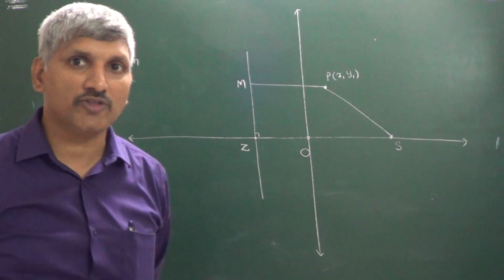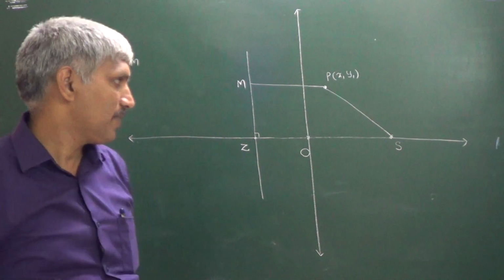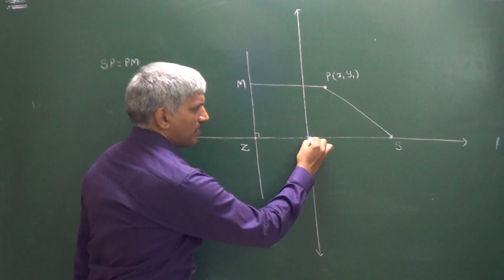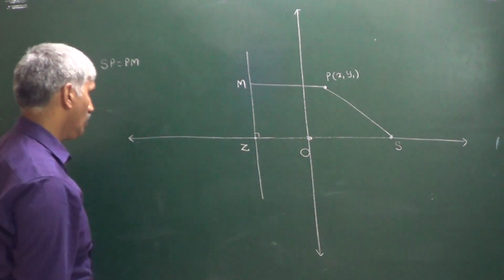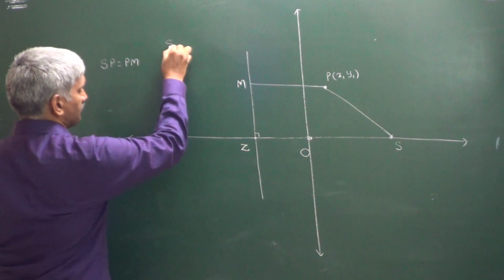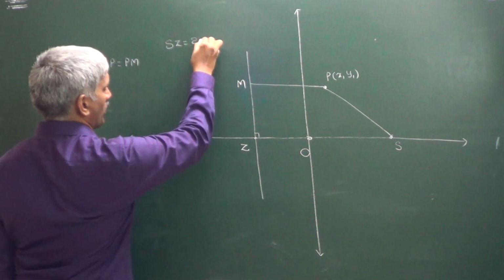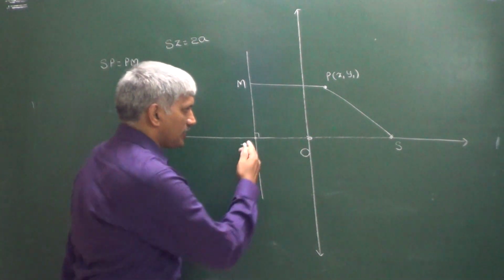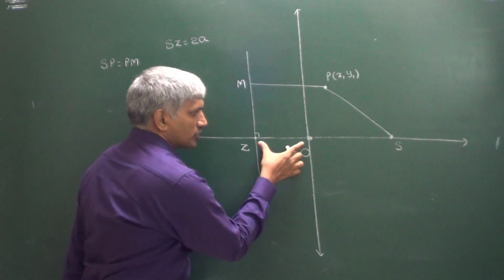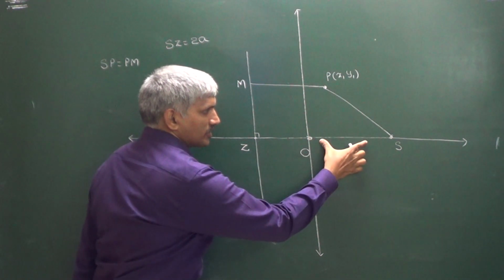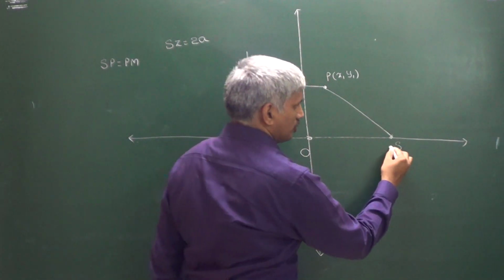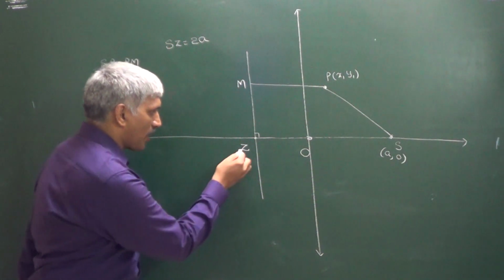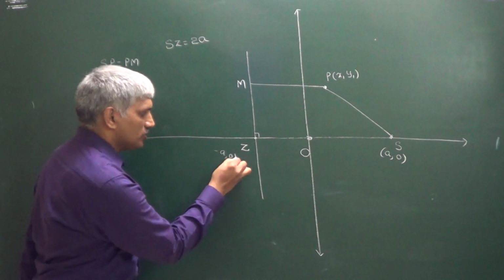Now I am going to derive the standard equation of a parabola. As I told, SZ middle point is equals to origin. I am considering SZ is equals to 2a. If I am considering SZ is equals to 2a, SZ total length is equals to 2a. This length is also equal to a. This length is also equal to a. Now this point is becoming (a, 0). This point becomes (minus a, 0).